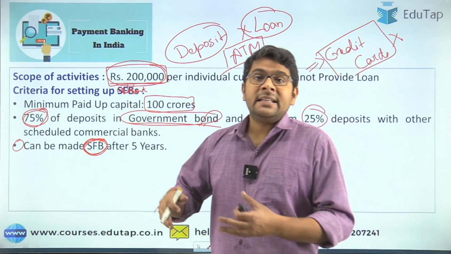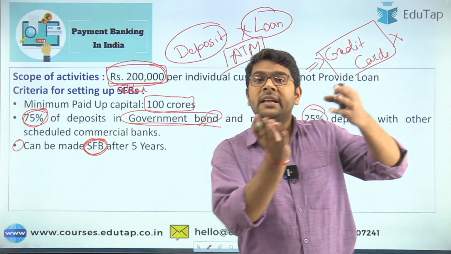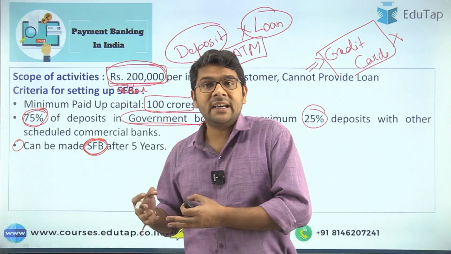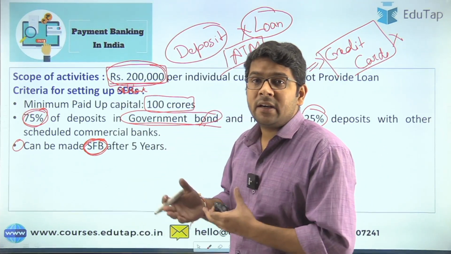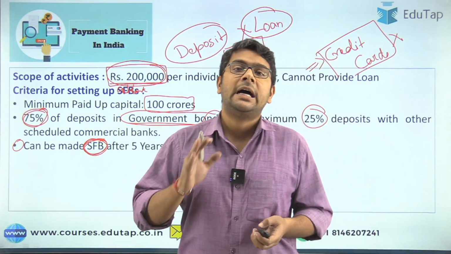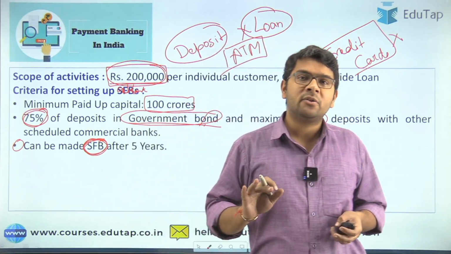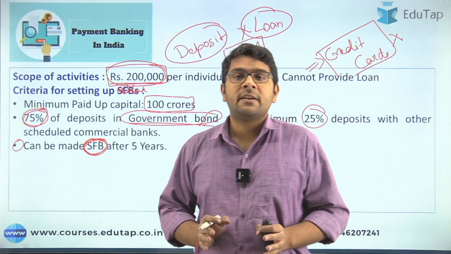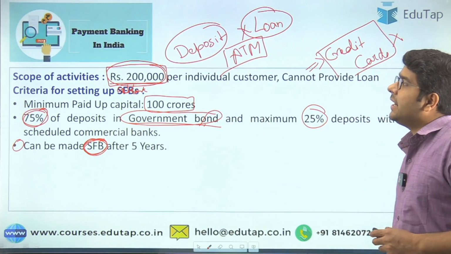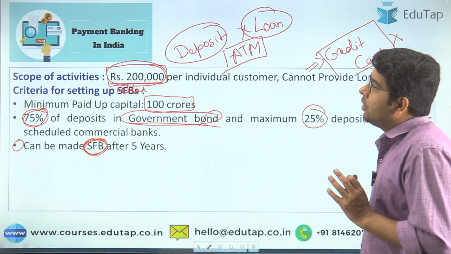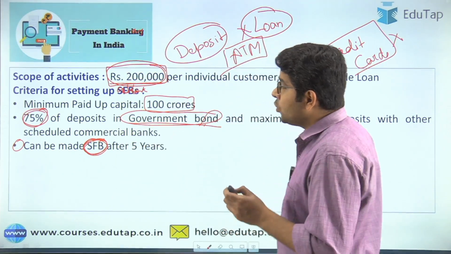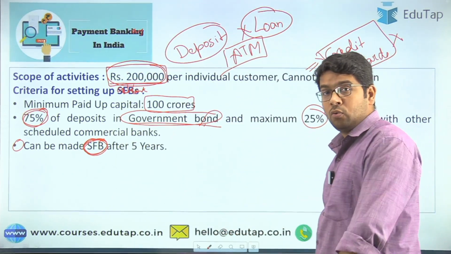And again, these small finance banks want to convert into scheduled commercial banks. Why? Because operational constraints are there. Okay, so they can be converted into a scheduled commercial bank, but that also depends on the discretion of RBI. So who is the final authority to decide? It is the Reserve Bank of India. So guys, this is the entire details about the payment banks in India. Now coming to what the payment banks cannot do.